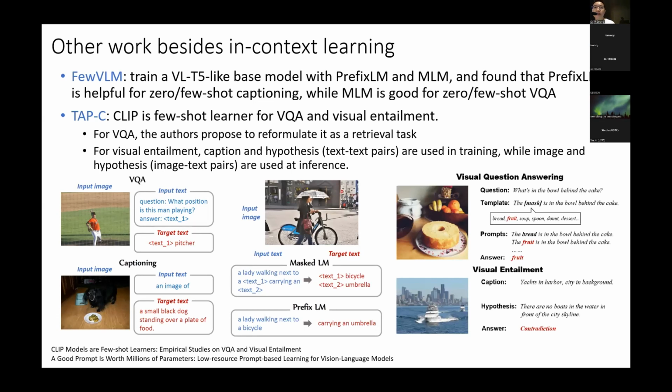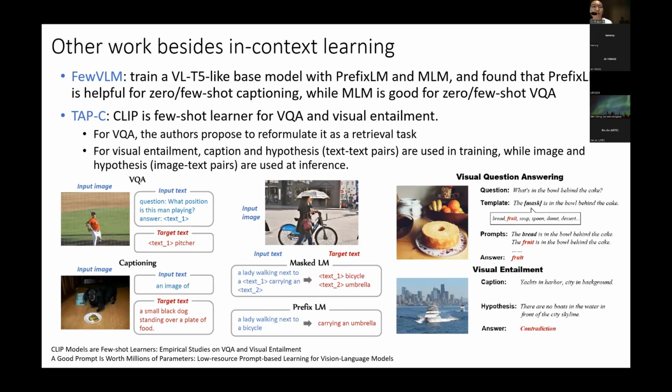There's another paper called TAP-C. Here, it is not a GPT-3 model or language model or frozen language model that is used. Rather, it's a CLIP model. And here they show even CLIP is a few-shot learner for VQA and visual entailment, but then they need to rephrase the task a little bit.